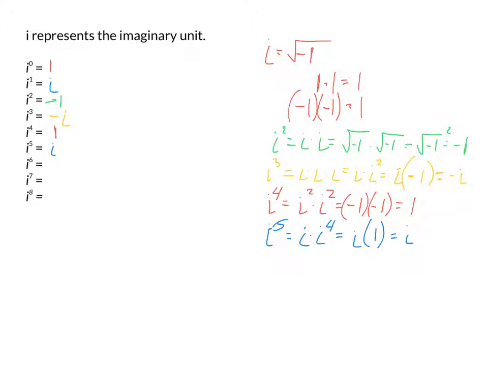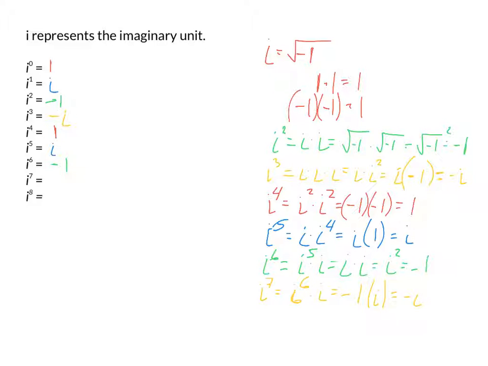And we're just using everything that we've just derived to get to the next term, i to the sixth. That is i to the fifth times i, and i to the fifth was i, so i times i, or rather it's the same as i squared, which was -1. i to the seventh can be looked at as i to the sixth times i, and i to the sixth was -1, so -1 times i, so it's a -i.